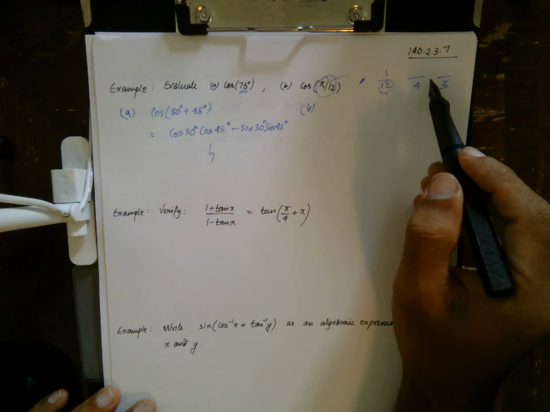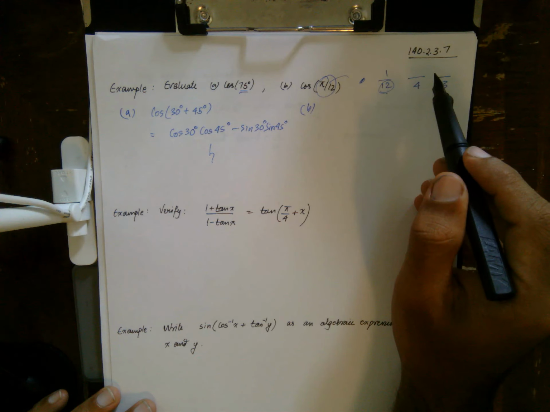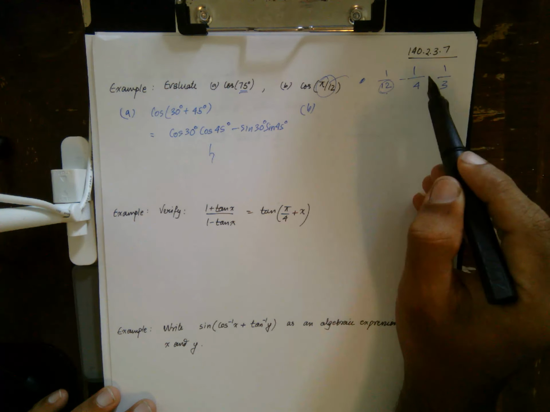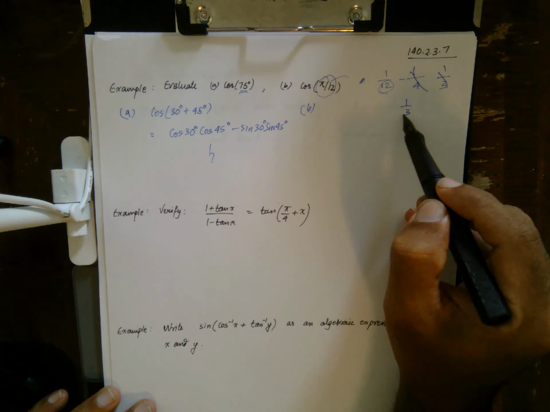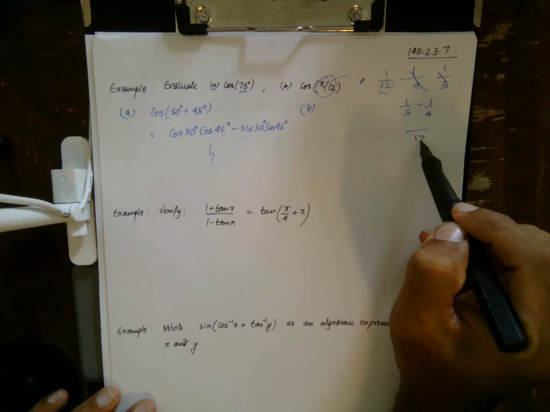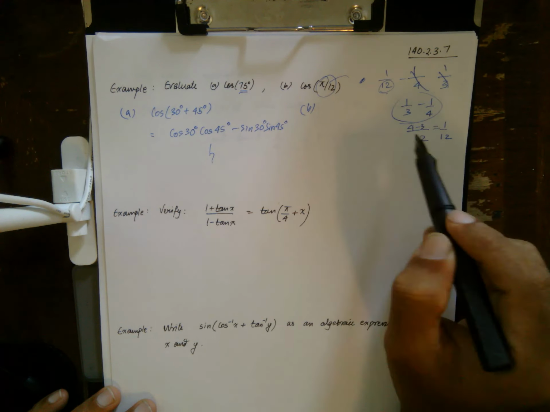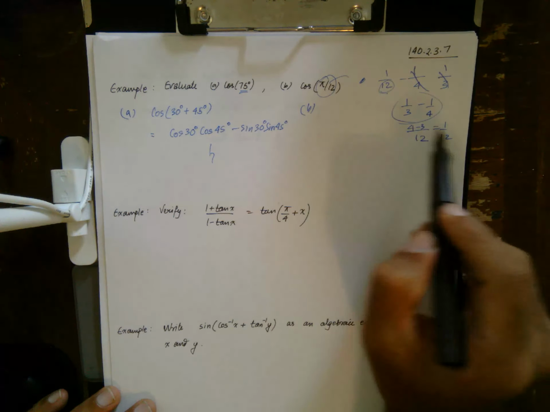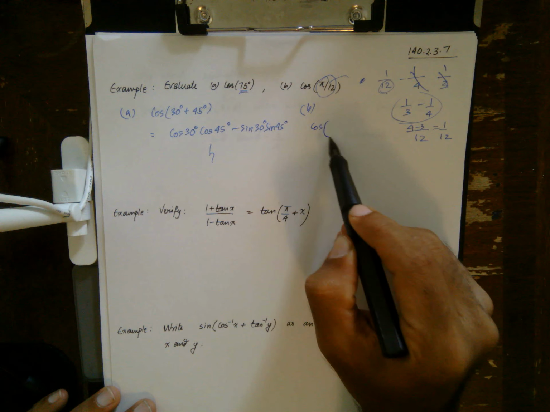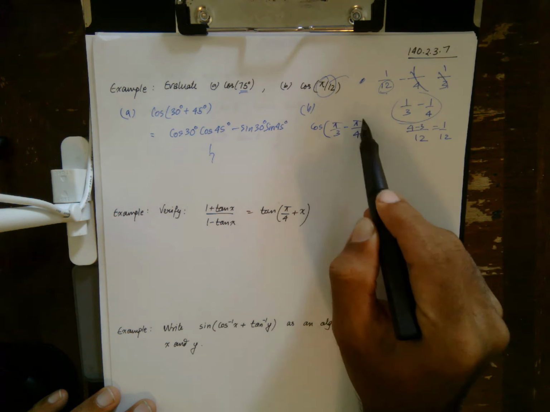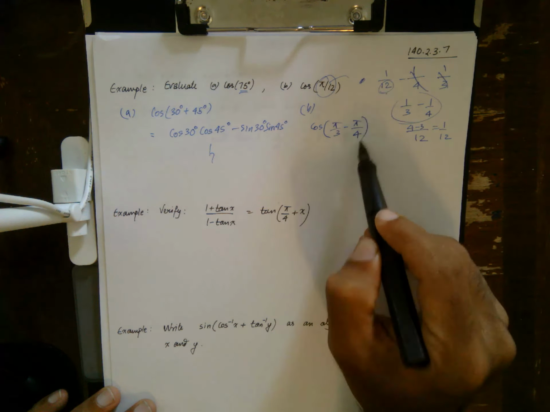But if I add them, I'm going to end up with 7. But I notice that if I subtract them, this comes out to 4 minus 3 is 1 over 12. So that's my rough calculation, and that works, which means I express this as pi over 3 minus pi over 4, and then I apply the formula.